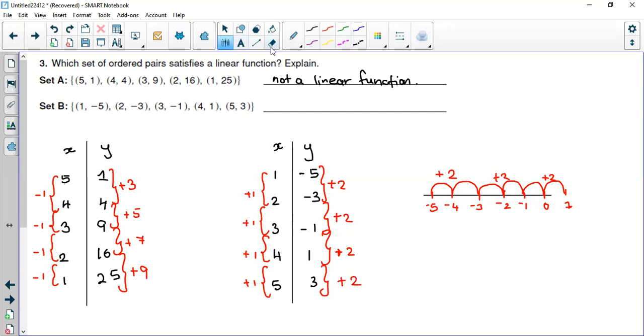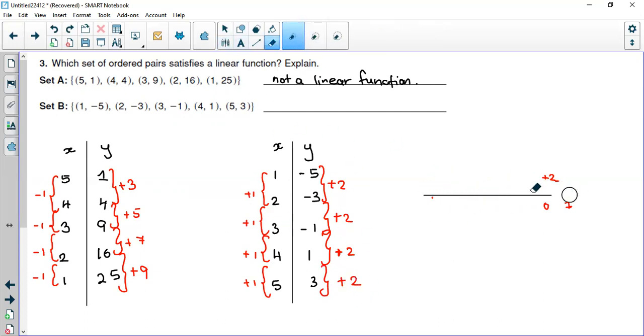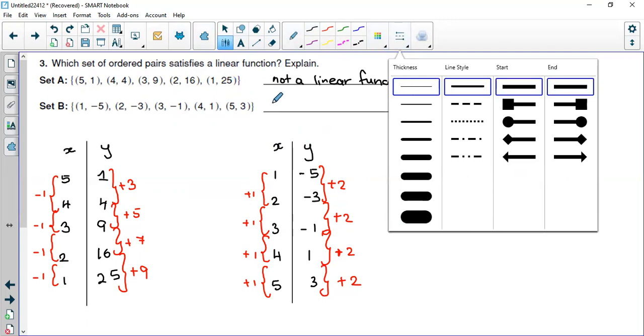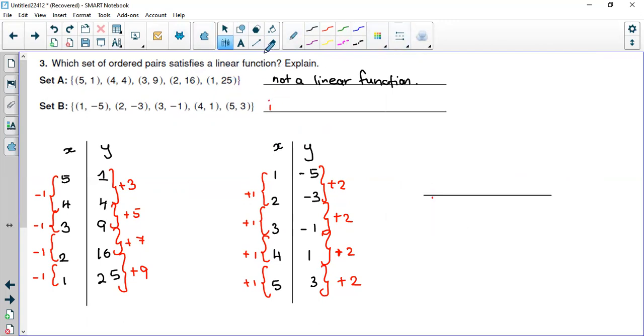Now look at the changes in y and x. It is constant. So what does that mean? If the changes in x and y are constant, that means it is a linear function, right? So we say it's a linear function. And explain means, how are you going to explain that? You're just going to say there is a constant change, or the change in the value of y is constant, or there's a constant change in the values of x and y. That's how you explain it.